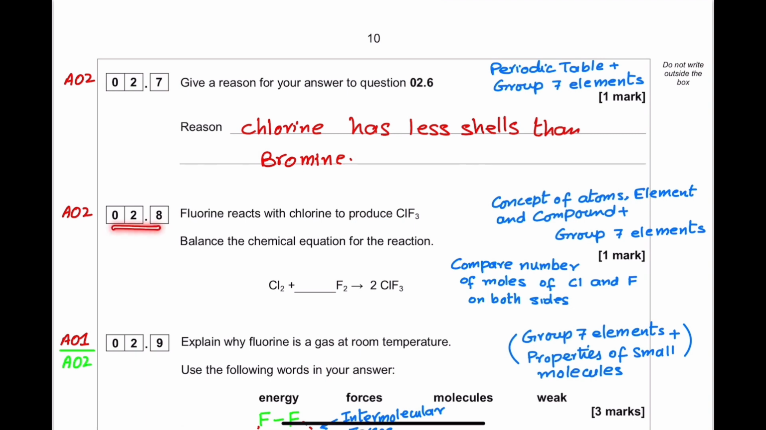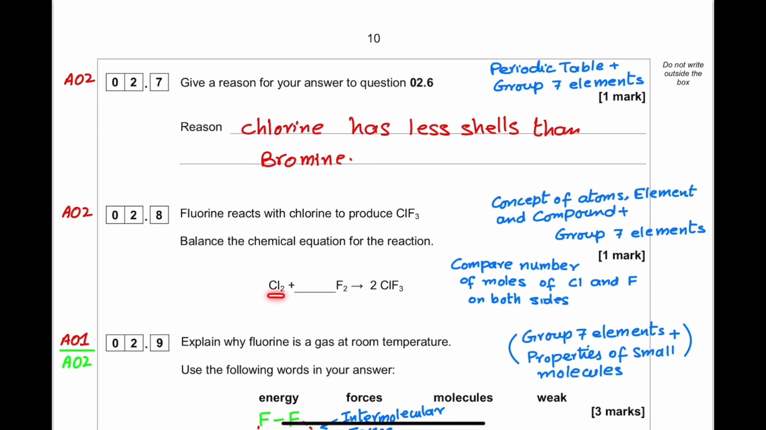Question number 2.8, which is an AO2 question, and this question is from the concept of atom, elements and compounds, and group 7 element. A student makes a chemical reaction. He needs to balance the chemical reaction when fluorine and chlorine react and they form ClF3. If you look here in our balanced equation, this information is missing here. How many moles of fluorine are used?